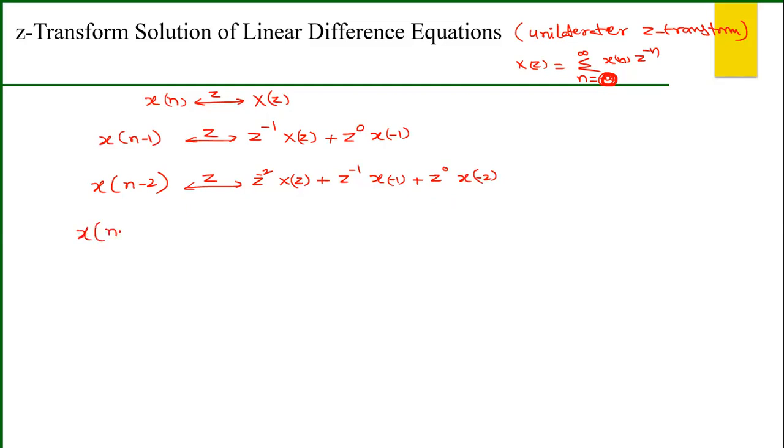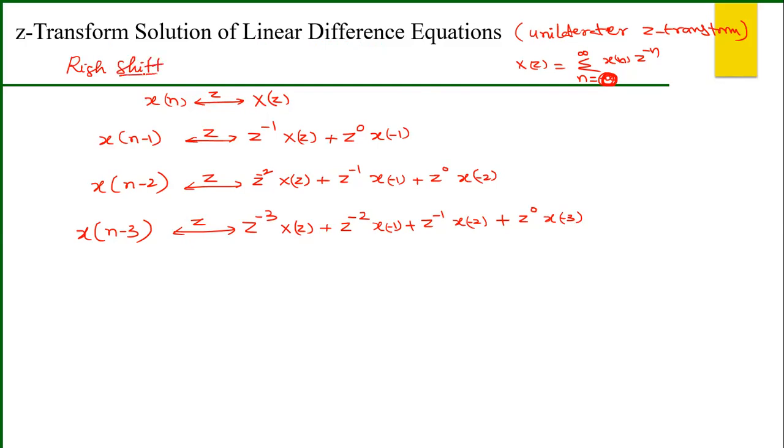For example, if I want to write x of n minus 3, what will the Z transform be? z power minus 3 into X of z plus z power minus 2, z power minus 1, z power 0, multiplied by x of minus 1, x of minus 2, x of minus 3. So like this, we need to perform the shifting operation for a difference equation. We can say this is right shifting.